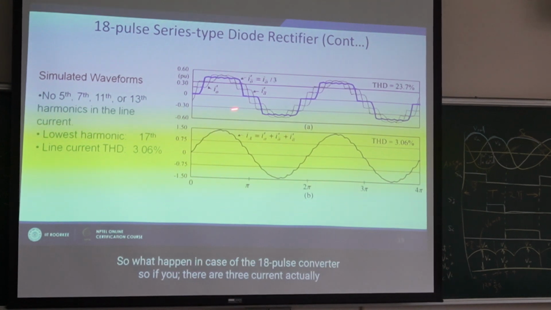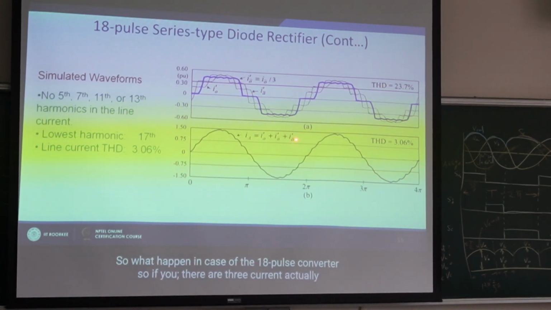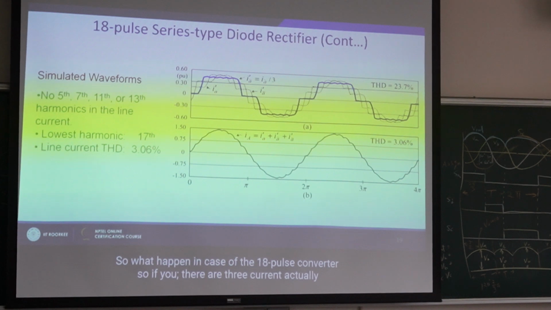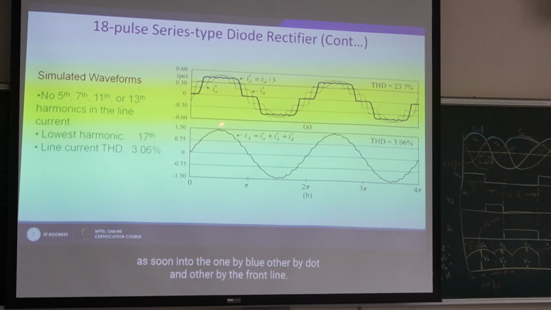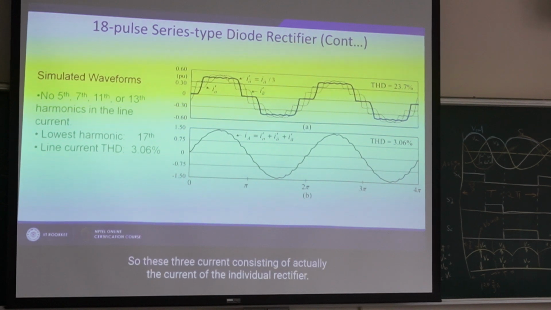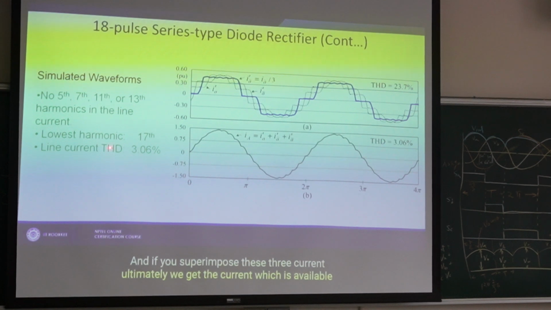So you can see what happens in case of the impulse converter. IA plus, IA minus, IA. There are 3 currents close to sinusoidal. So we use the transformer to make the input current near sinusoidal. We only use a transformer. These 3 currents consist of the current of the individual rectifiers. And if we superimpose these 3 currents, the current harmonics are only 3%.